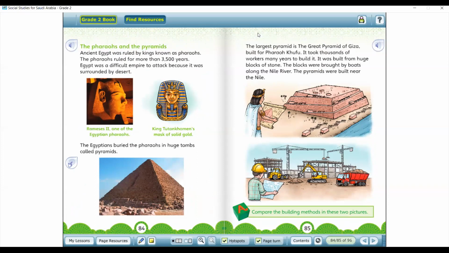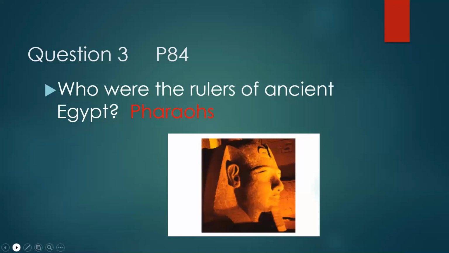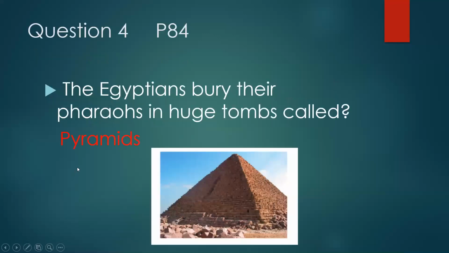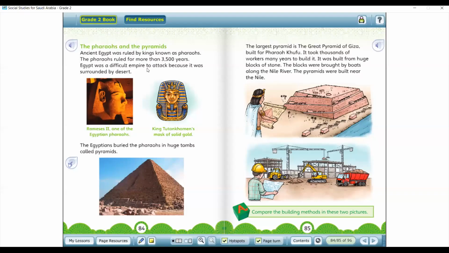Going on to question 4 on page 84. The Egyptians buried their pharaohs in huge tombs called pyramids. And there we see the pyramid, a triangular shaped structure that they built there. And that's very easy to find also on page 84. So there it goes. The Egyptians were difficult to attack because they were in the desert. And here the Egyptians buried the pharaohs in huge tombs called pyramids. That is the answer there for question number 4 on page 84.